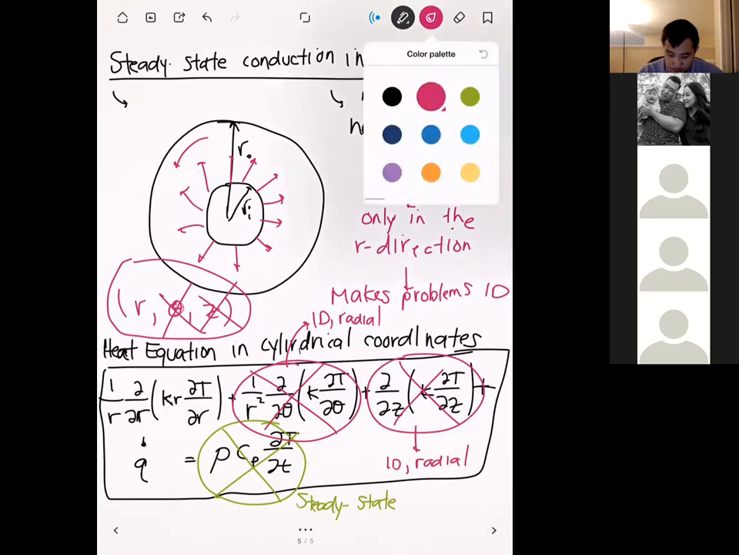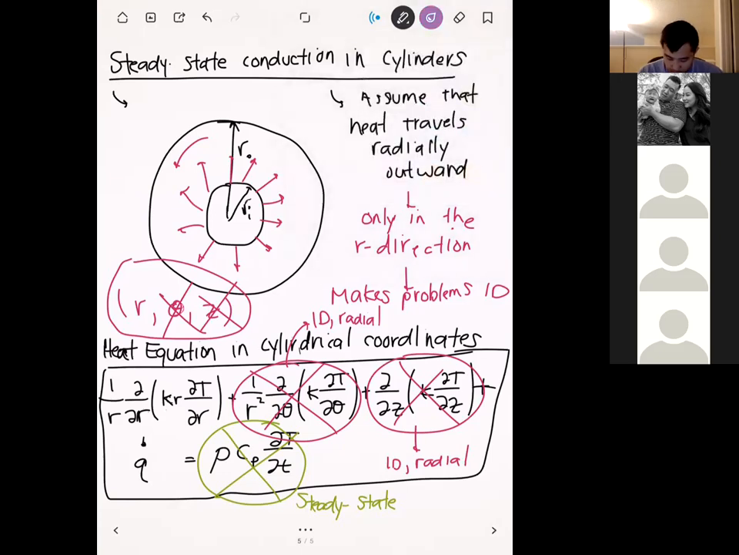Yeah, just so that's a plus at the end. Are you adding the q dot? Yes. Yeah. So the q dot is on the same side of the equation as the r derivative. All right, thank you.